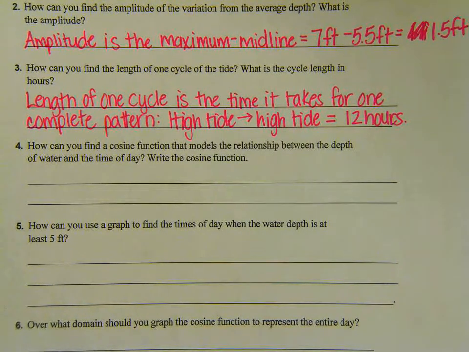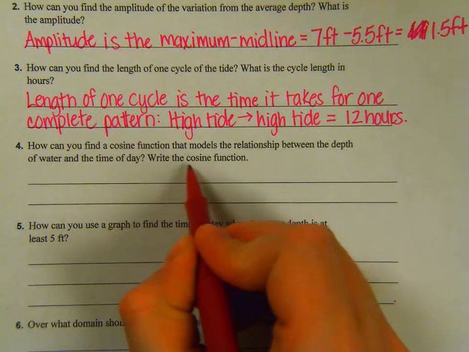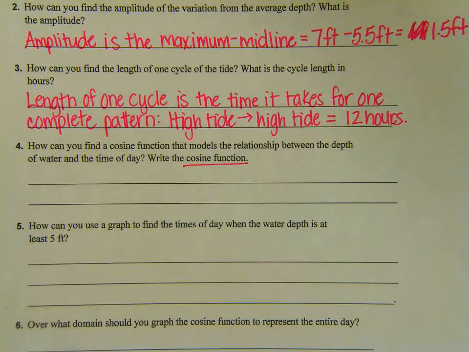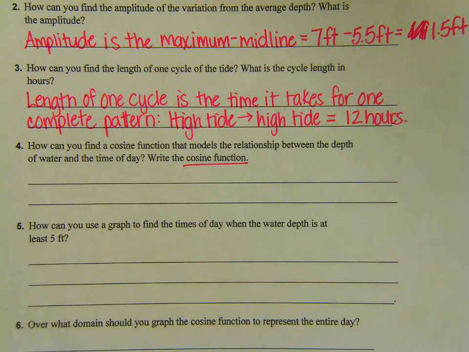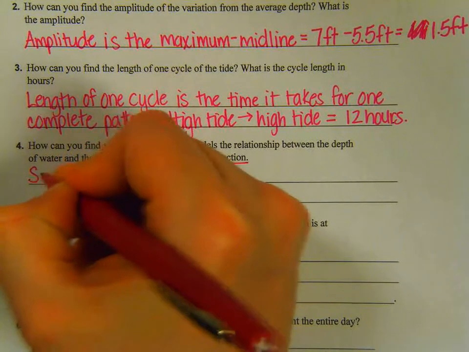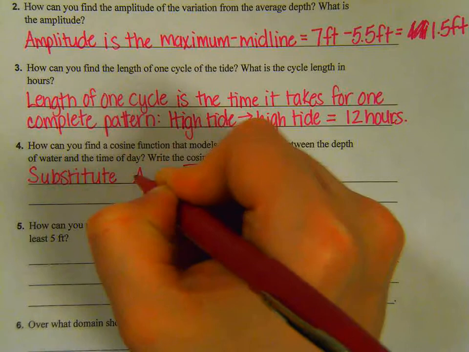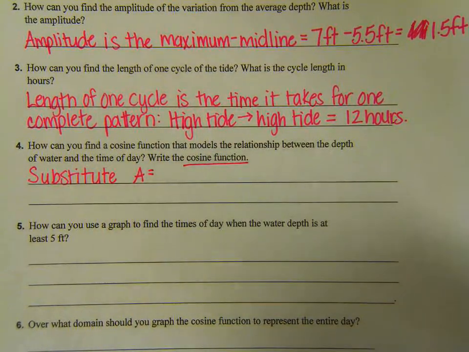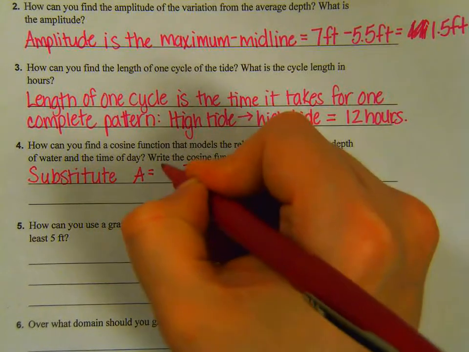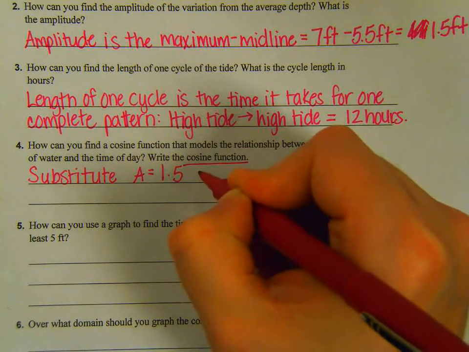Number 4 says, how can you find a cosine that models the relationship between the depth of water and the time of the day? So if I'm trying to write a cosine function, what do I need to know in order to plug that? The A value, the B value, C value. So I need to substitute A equals, what does A equal? 1.5, because that was my amplitude.